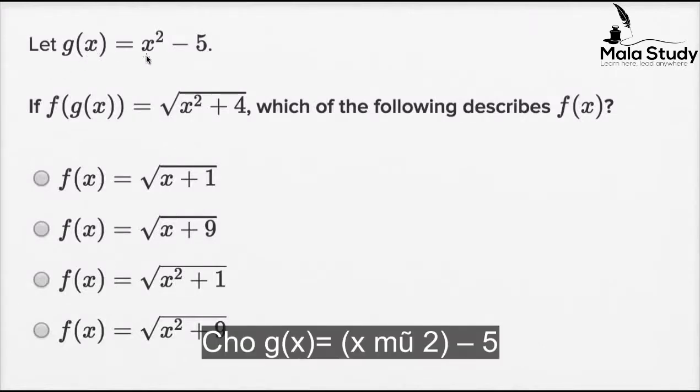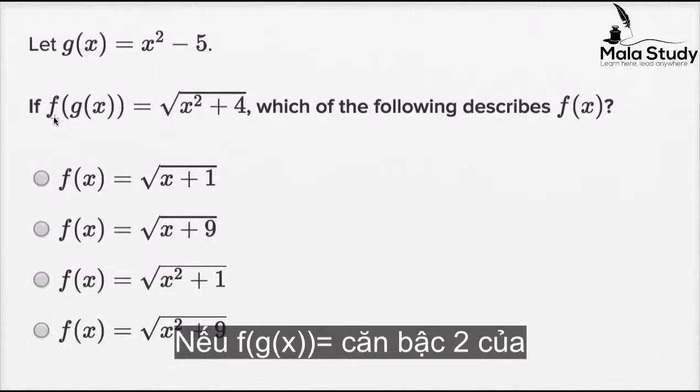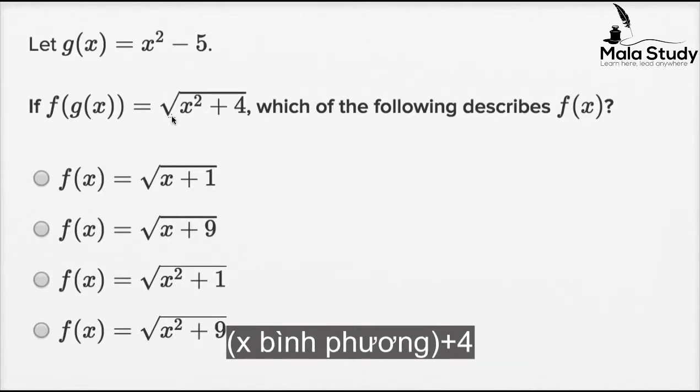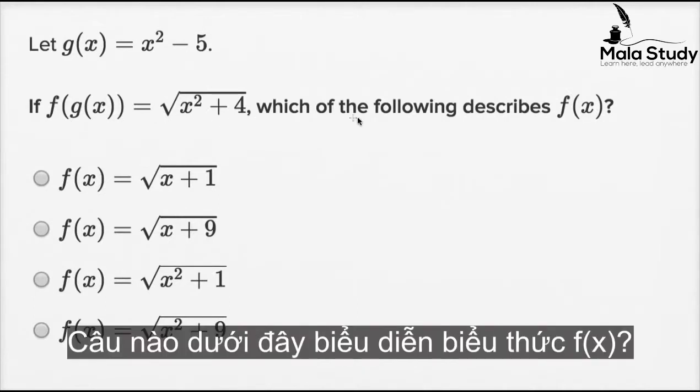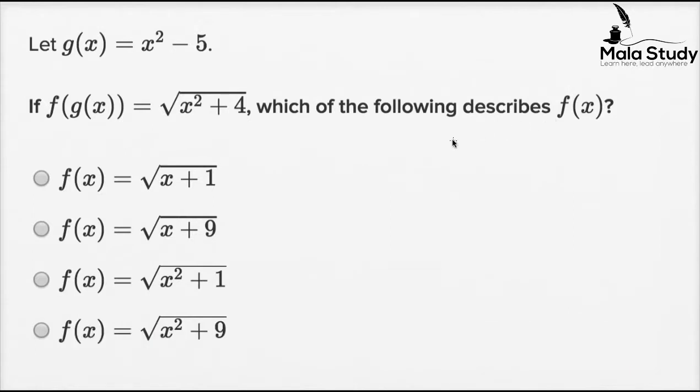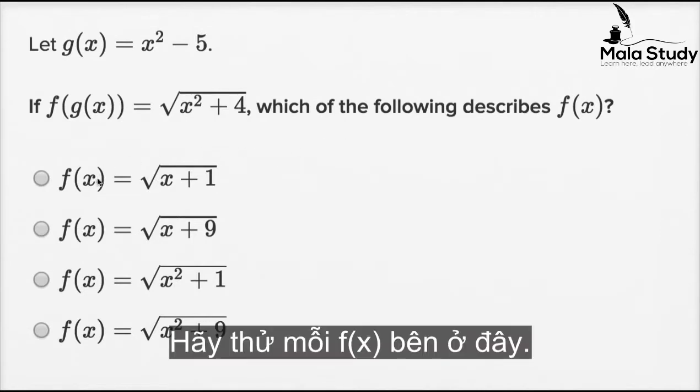Let g of x equal x squared minus 5. If f of g of x is equal to the square root of x squared plus 4, which of the following describes f of x? All right, this is interesting. So one way I could think about doing this is, well, let's just try each of these f of x's.